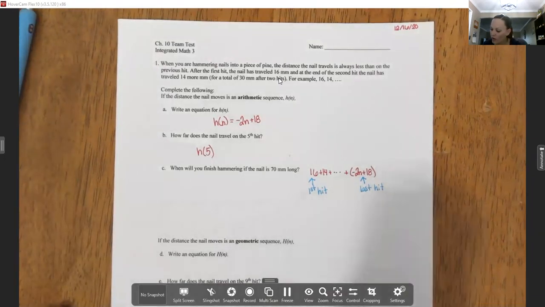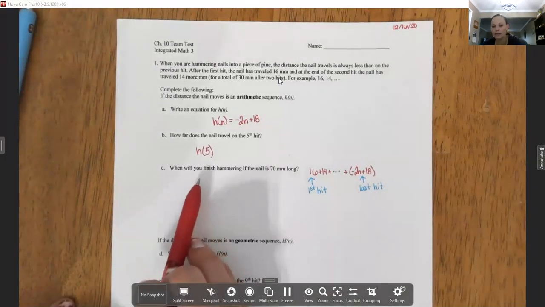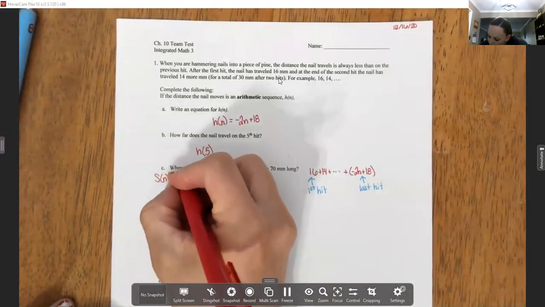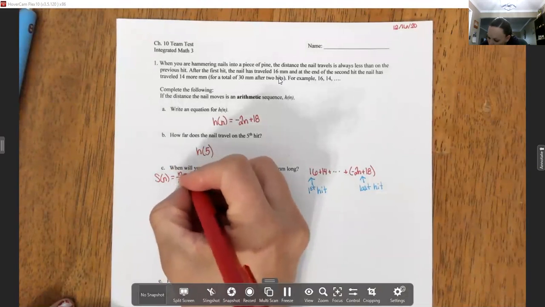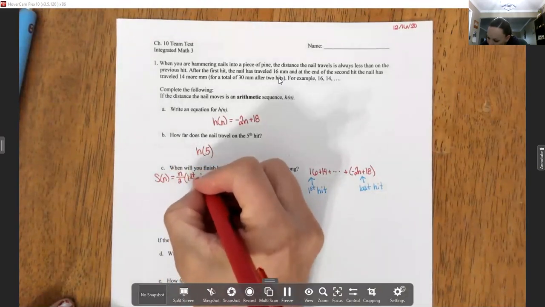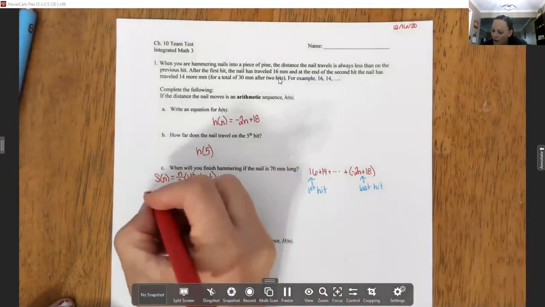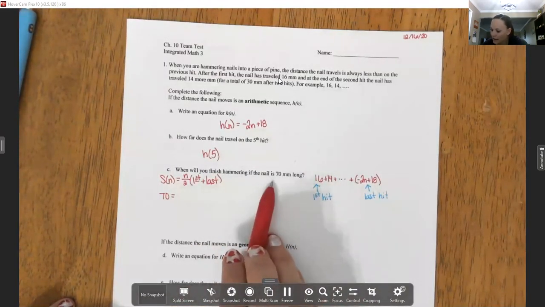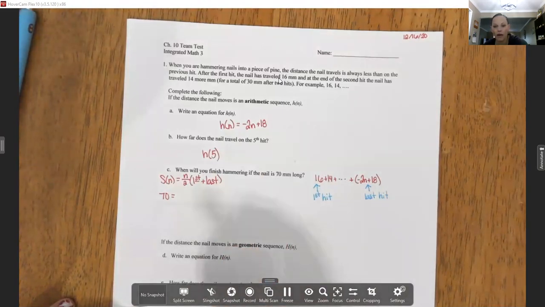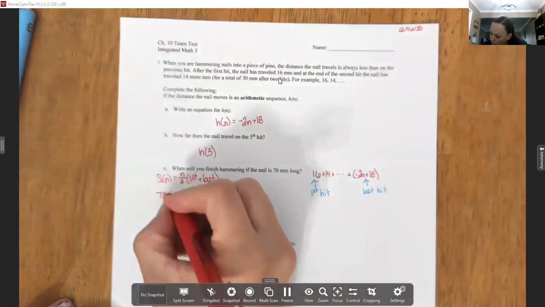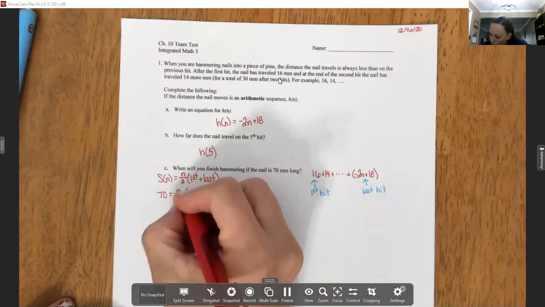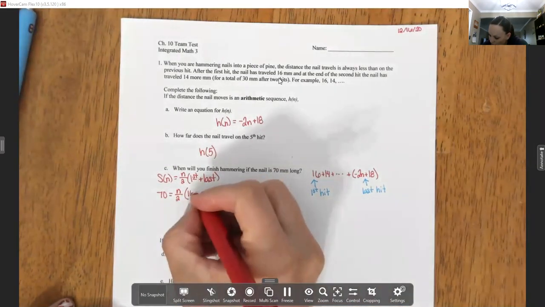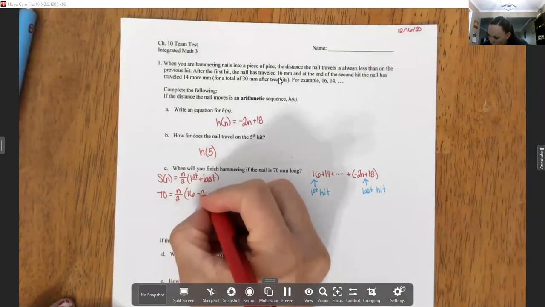So for an arithmetic series, remember, the sum of the first n terms is n divided by 2 times the first plus the last. So you're just plugging it in here. 70 equals, because that's what it adds up to. That's how long the nail is when it's all the way in. n divided by 2 times 16 minus 2n plus 18.